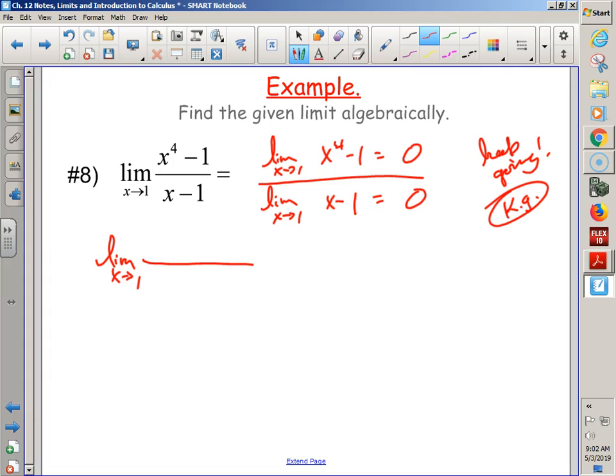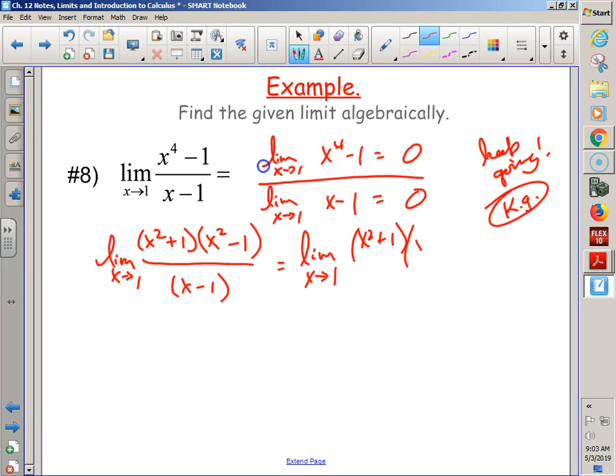Factor. Factor what? Everything. Well, this one doesn't really factor, does it? But what is this factor to be? Okay, cancel. No, they don't match. Oh. So I keep going? What is x squared minus 1 factor to be? Good. And then what happens? Woo! Yeah, right? Now what?